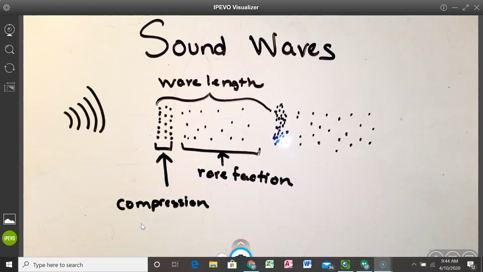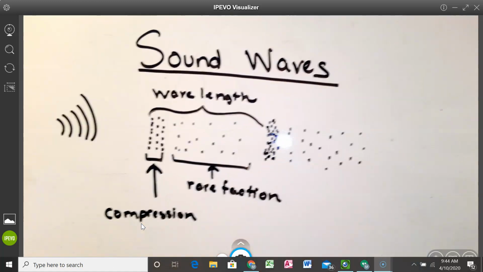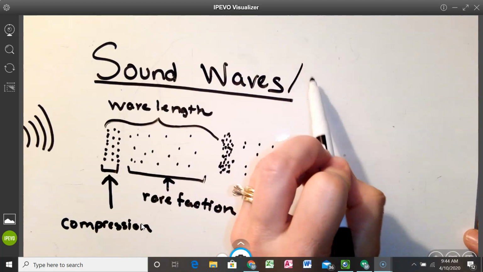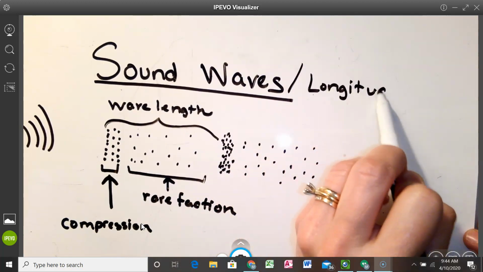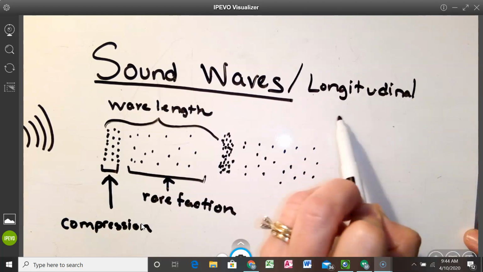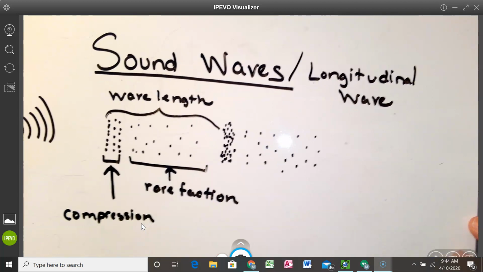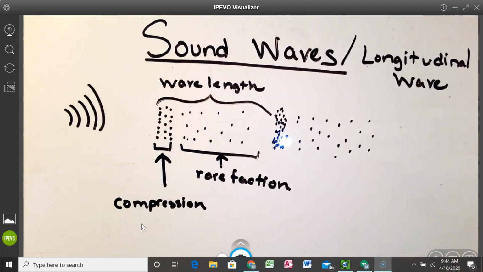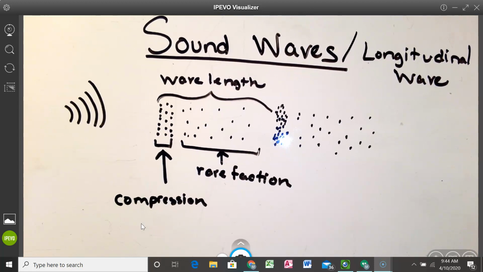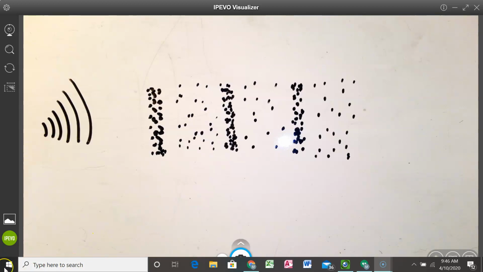And remember, this is for longitudinal waves. So sound waves are a special type of wave called a longitudinal wave. Okay, a very special type of wave. All right, so we have the parts of the wave. We know that one compression and one rarefaction would equal one wavelength. Let's see what else we can find out.